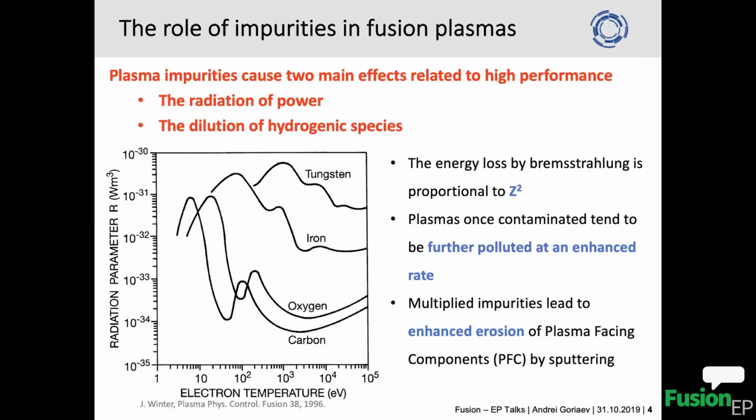So, Andrei, if I may, a question here. In the last bullet that you have, multiplied impurities lead to enhanced erosion of the plasma-facing components by sputtering. Let me see if I understand this. You have a certain amount of impurities, but since they have a very high Z, so a very high mass, they can be ionized, and then the energy that they impinge on the plasma-facing components is higher. So now we have a higher sputtering rate, right?